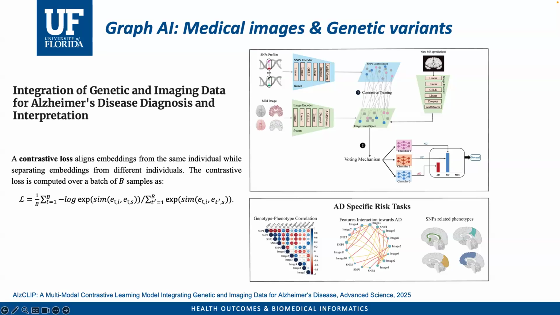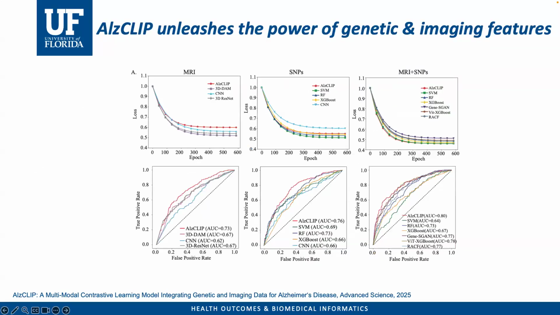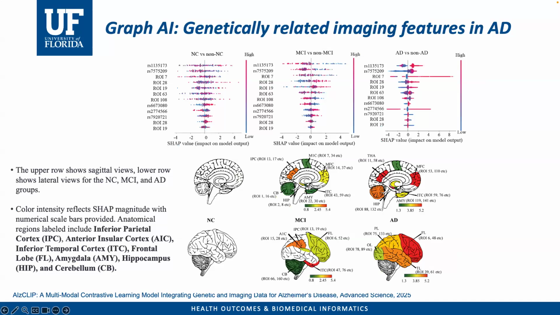We also did interpretable analysis. We found that specific genetic features are associated with their brain images, and this indicates their disease possibility and likelihood, which is very important. We also showcase these features in the brain. The upper row shows the sagittal views of the brain and how those features are important for the prediction.